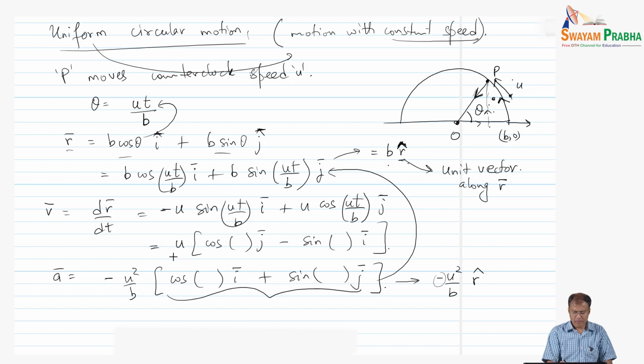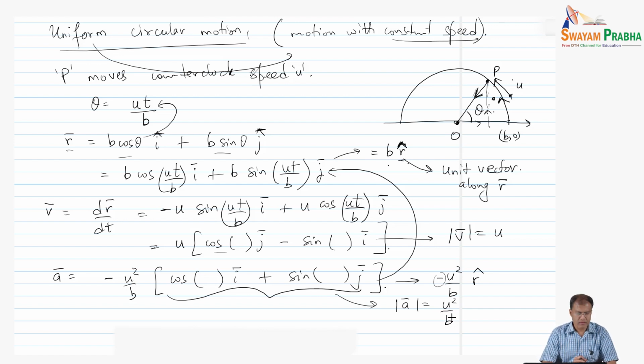And now v, similarly, we can change this cos to sine by subtracting pi by 2, and we see that v is 90 degrees lagging behind a. So from here we find that the magnitude of v is u, and the magnitude of the acceleration a is u square by b. Okay.